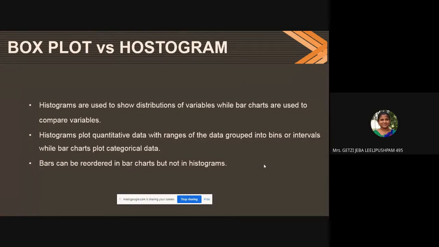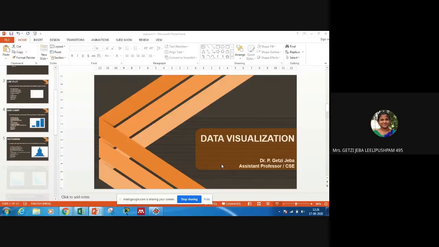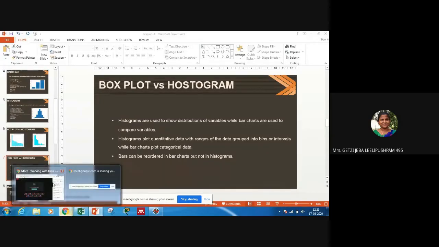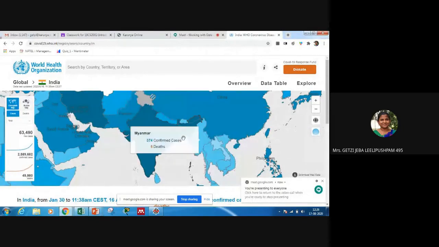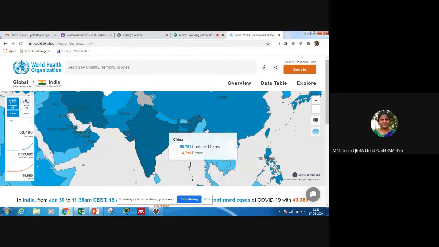Now, a very important point is the bars can be rearranged. You can even plot blue, green, red. For example, I'll show you one example of COVID data. I'll show you one screenshot of this. This is one visualization, that is map. Again, in data science, map is a very important visualization tool. We will discuss that later.